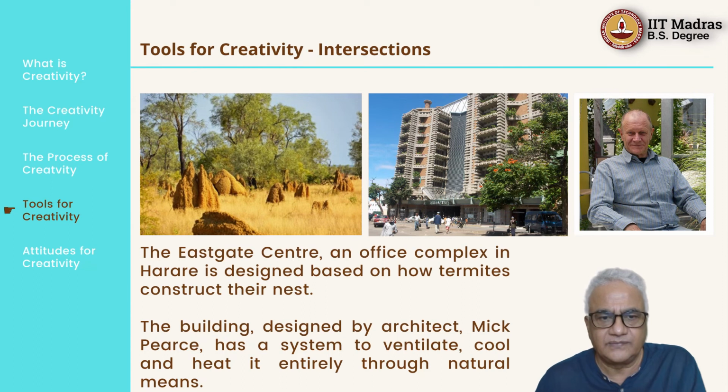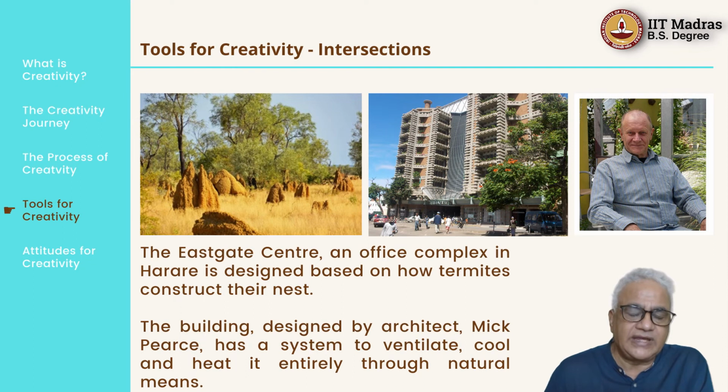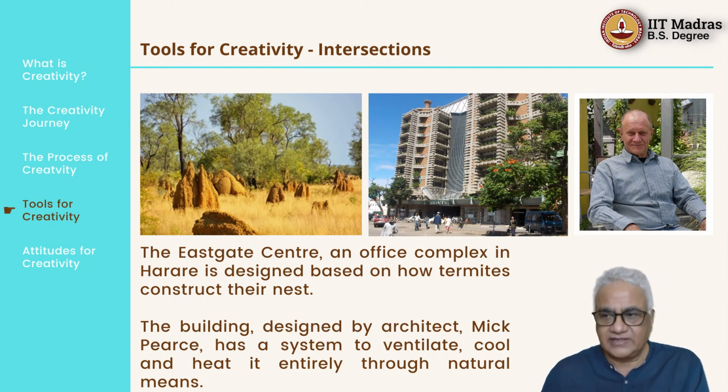The Eastgate Center. So, this is Mick Pierce. Mick Pierce is an architect and he is told to construct a mall. That's the mall in front of you. He is told not to use too much energy for air conditioning. Mick Pierce is also an ecologist. He studies termites and he finds out that termites build their homes using a very beautiful system of letting in cold air in the night and letting out warm air in the morning. And they keep their houses well air conditioned.